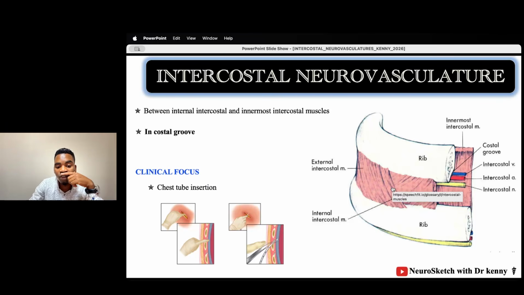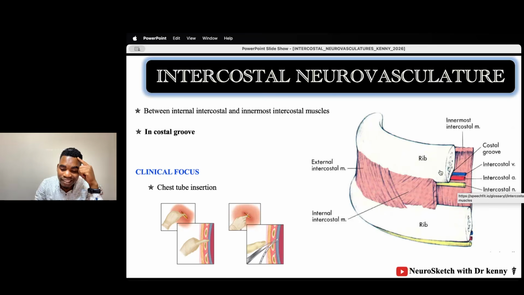General rule about the neurovasculature: they are passing in between the internal intercostal muscle and the innermost intercostal. When we discussed the intercostal muscles, we said it's almost difficult to differentiate between the internal intercostal and the innermost intercostal because they have the same fiber arrangement. The only thing that would help you differentiate these two muscles is the neurovascular structures, and these are passing between the internal intercostal and the innermost intercostal.